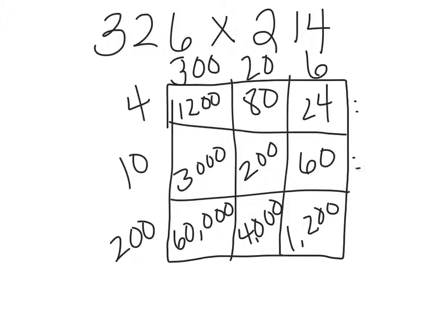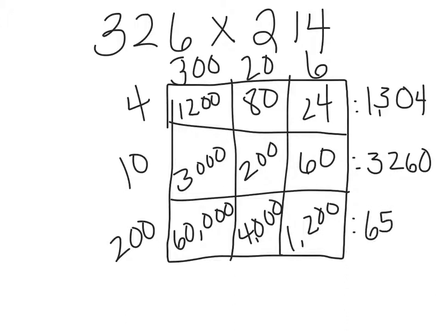When I add those across, I get 1,304 on the top line, 3,260 on the second line, 65,200 on my third line.